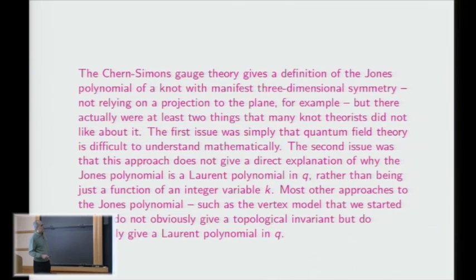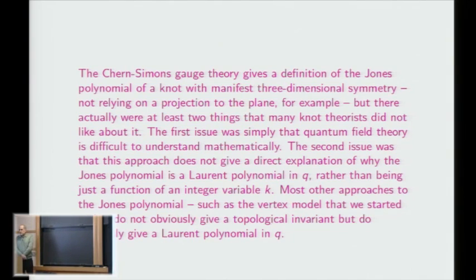So this approach gives a definition of the Jones polynomial with manifest three-dimensional symmetry, not relying on a projection to the plane. But there were at least two things that many knot theorists didn't like. One was simply that quantum field theory is difficult to understand mathematically. So physicists are quite familiar with the framework in which I presented this, but most mathematicians are not, and it's difficult to understand it mathematically. The second issue was that we did not get a direct explanation of why the Jones polynomial is a Laurent polynomial in Q, rather than just being a function of an integer variable K.